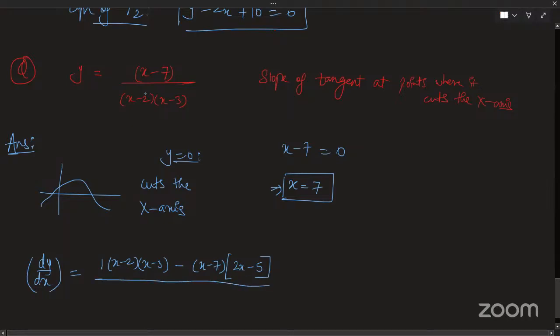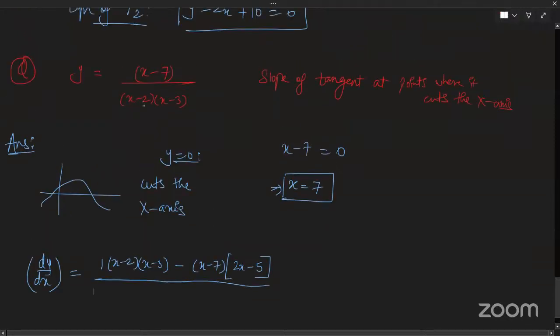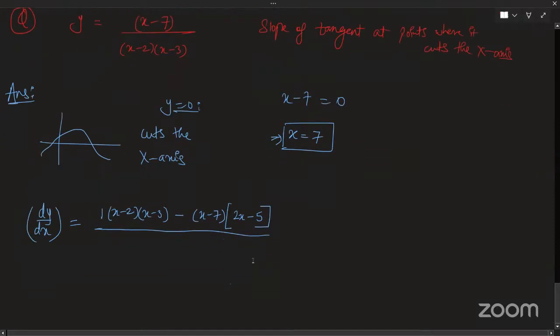Multiplication rule. How did I write? Yes, product rule, right? Product rule. So you just differentiate one at a time. If you differentiate the first, it will be 1. So 1 into x minus 3 plus 1 into x minus 2, so it will be 2x minus 5, whole divided by denominator square. So x minus 2 square into x minus 3.